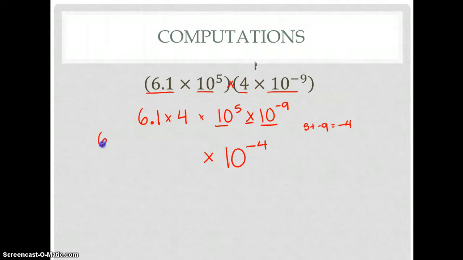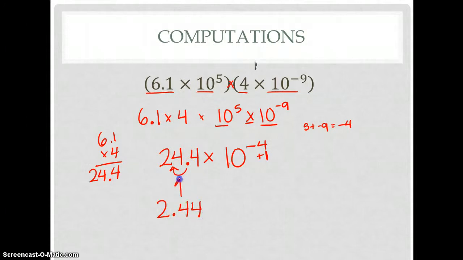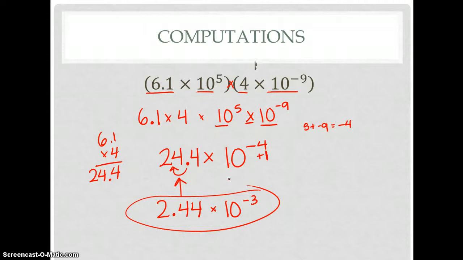And if we have 6.1 times 4, that would be 24.4. So 24.4 is not in scientific notation. We need to move that decimal place 1 to the left. So that means we're going to add 1. If you remember, we have 2.44. If we're trying to say that 24.4 is bigger, we're going to go to a positive number. We're going to add 1 on to that. So 2.44, you want your answer left in scientific notation.